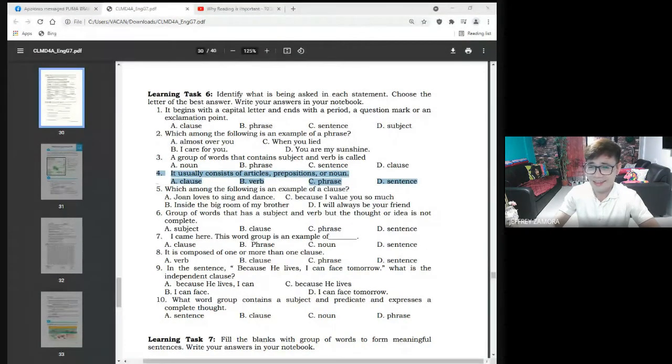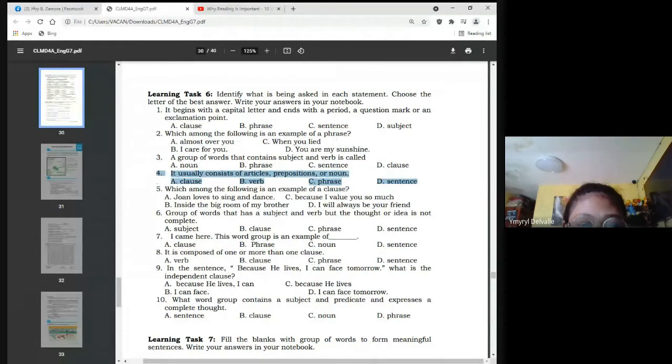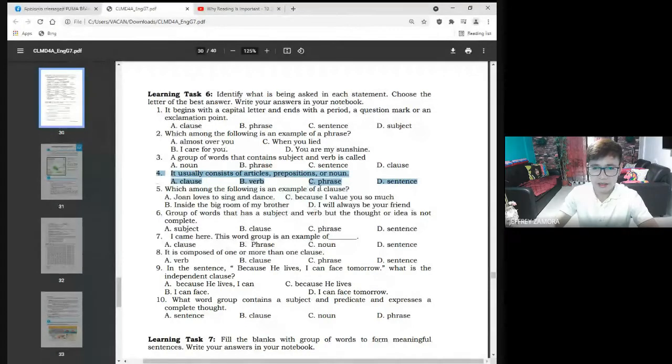Sorry. Okay. Emeril, hi. Would you like to answer number 4? Number 4 usually consists of articles, prepositions, or nouns. Okay. It contains articles, prepositions, or nouns. That's correct. That is the letter C. That is a very easy one. Thank you, Emeril. Any clarification with number 4? If you are not convinced on the answer? None. Okay, let us proceed with number 5.